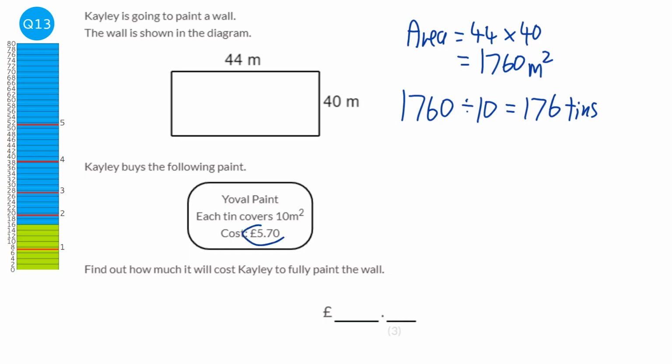And each tin costs £5.70, so it would be 176 times the 5.7, or you could do it as 570 pence and convert it at the end. And that gives us a price of 1003.2. And so as money, that would be £1,003.20.